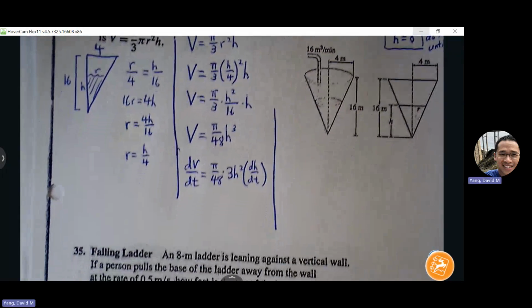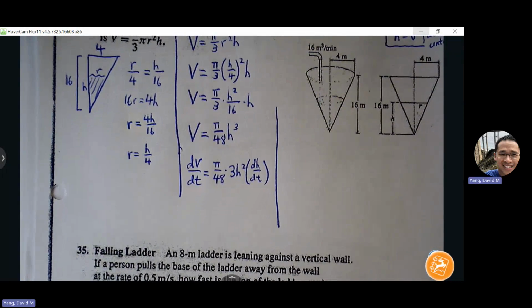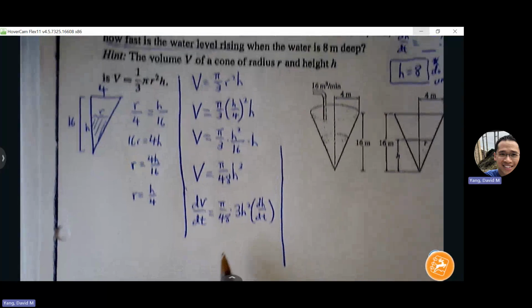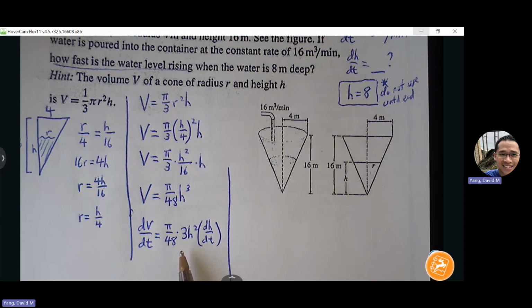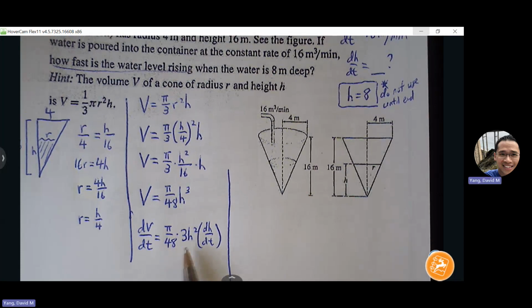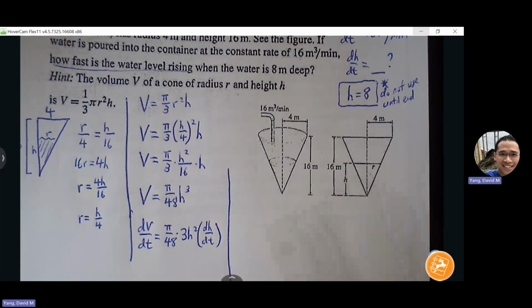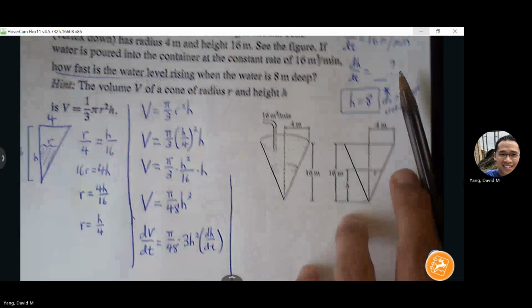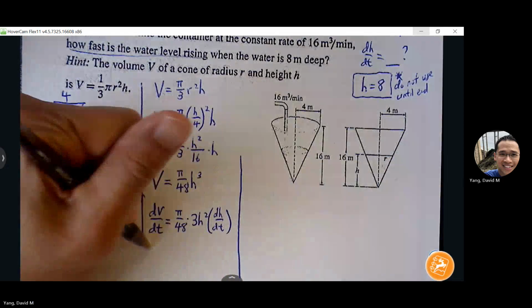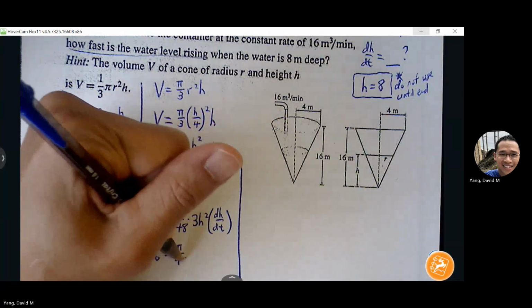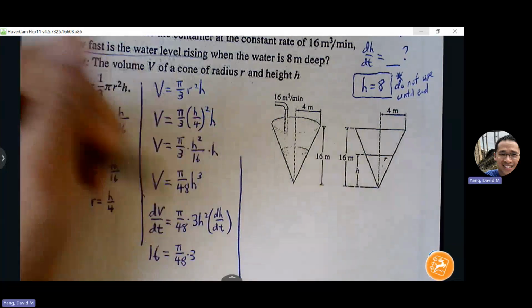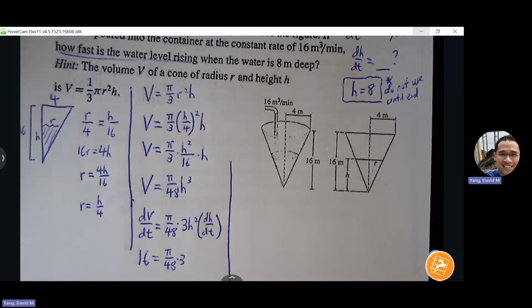Okay. We can go ahead and plug stuff in, or we can clean up. It's up to you. So if you want to go ahead and plug in, you can, because everything is in front of you. So dV/dt is 16. H is, now we can use it.